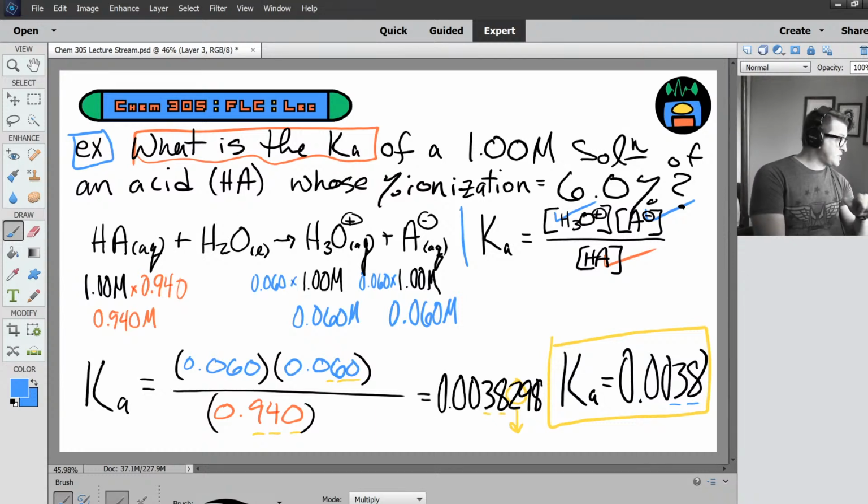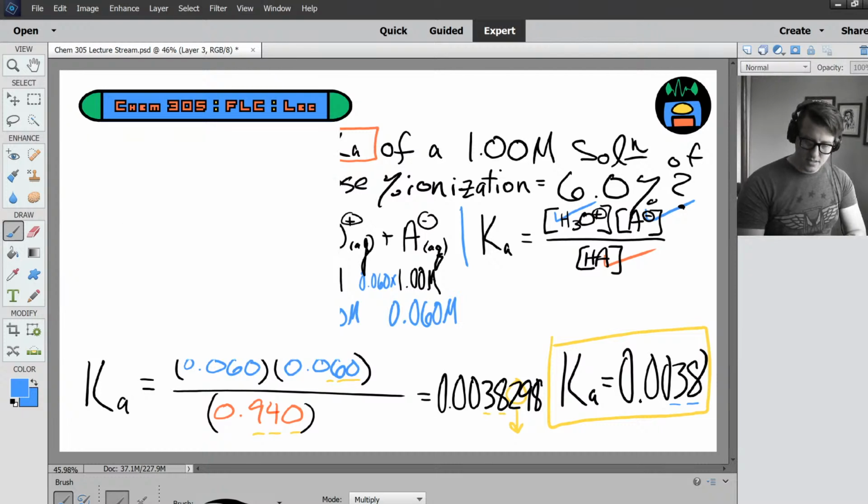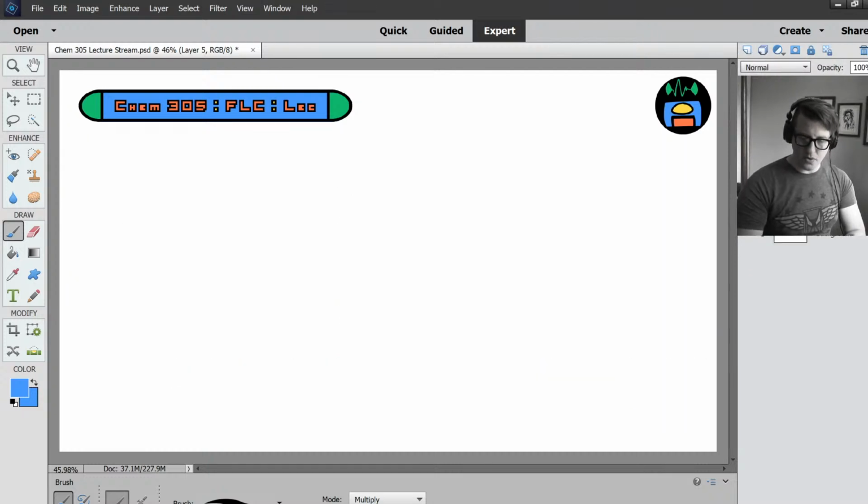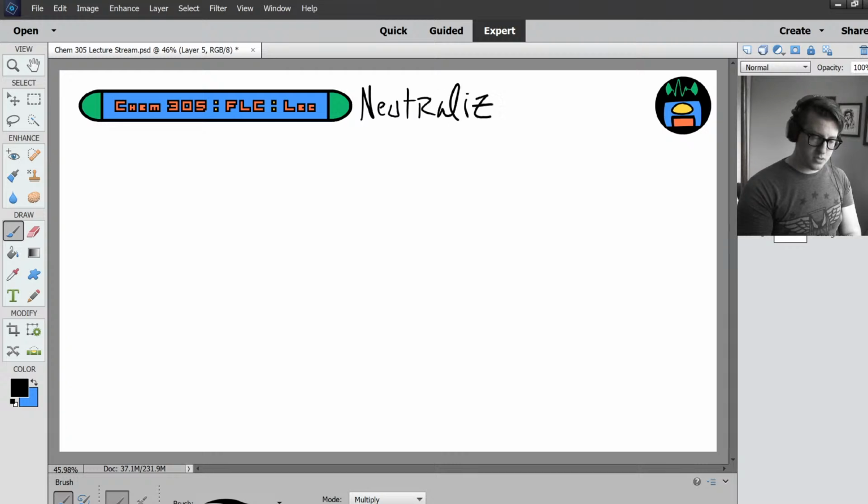All right, we will see more of percent ionizations a little bit later today, or possibly at the beginning of lecture tomorrow. But for now, I want to move on to one of my favorite reaction classes that we talk about in this class, and that is the neutralization. The neutralization reaction.